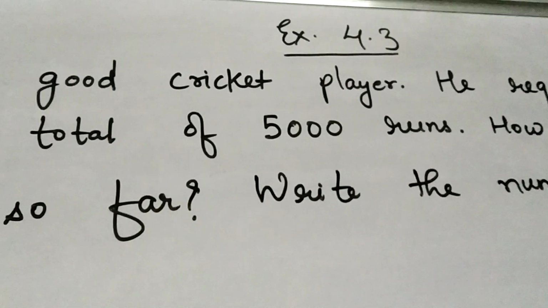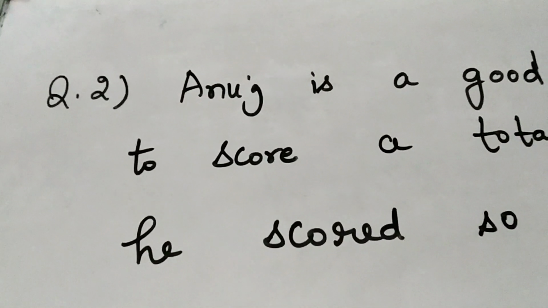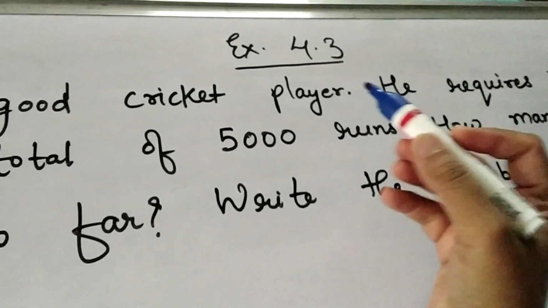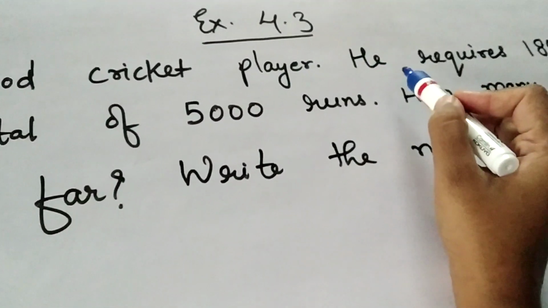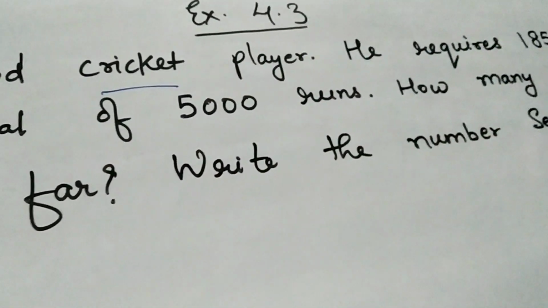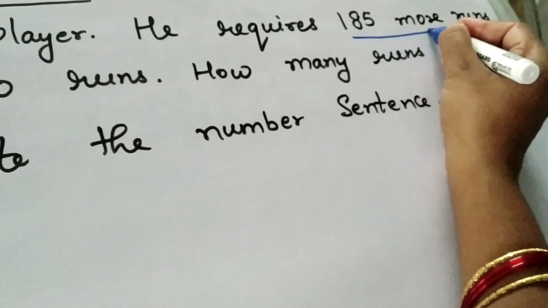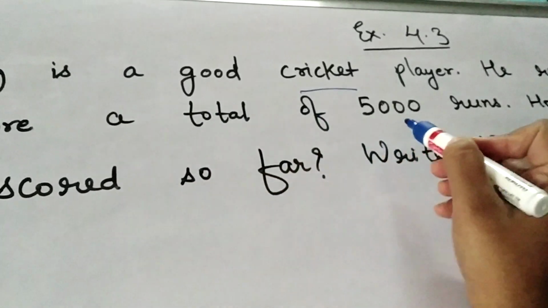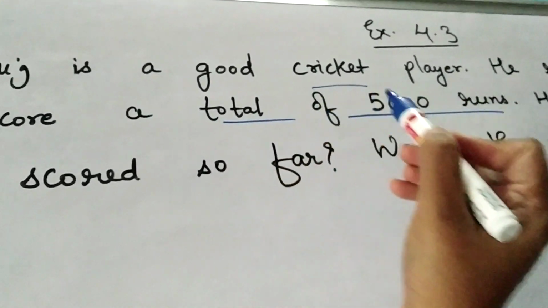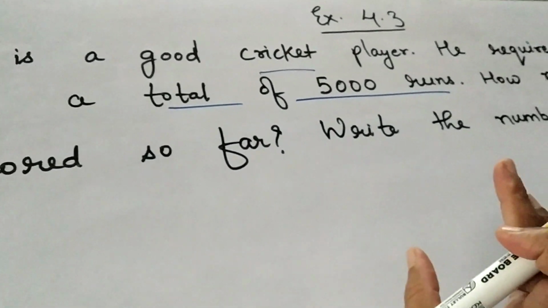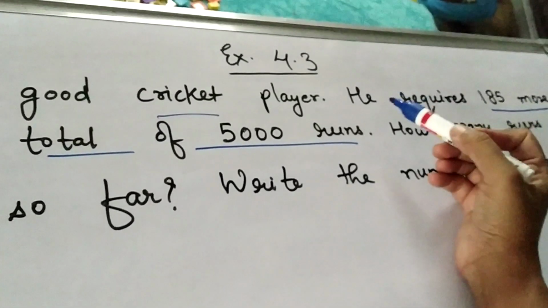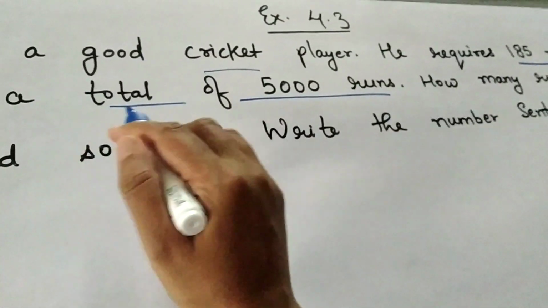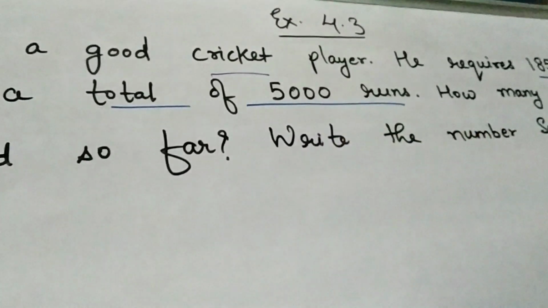Now children, for exercise 4.3, our next question is question number 2, which says Anuj is a good player. Which player? Cricket player. He requires 185 more runs to score a total of 5000 runs. Means first you have to understand the meaning of this line. What is he telling? He requires 185 runs more to score a total of 5000 runs.